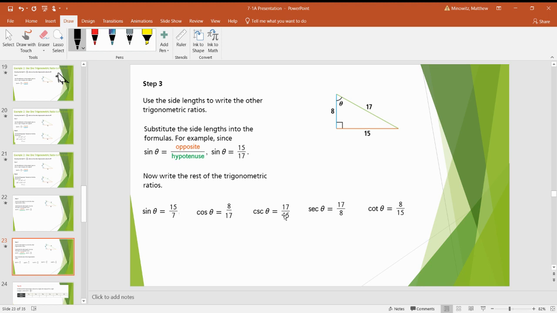Cosecant is the reciprocal of sine. Okay, so this should be 17. There's a missing one there. Okay, reciprocals, find the ratios, and you got it. Keep practicing it.